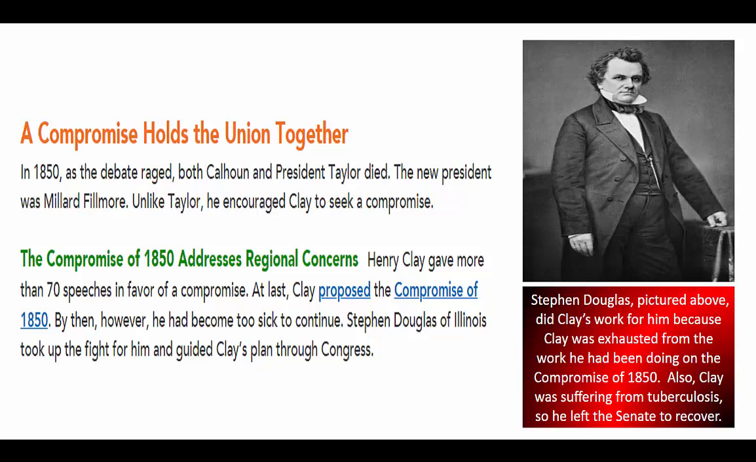Question number 35. Which two deaths helped the country come to a compromise in 1850? That was the deaths of both John C. Calhoun and President Zachary Taylor. Number 36. Which Illinois senator helped push Henry Clay's Compromise of 1850 through the Senate? That was Illinois' very own Stephen Douglas.